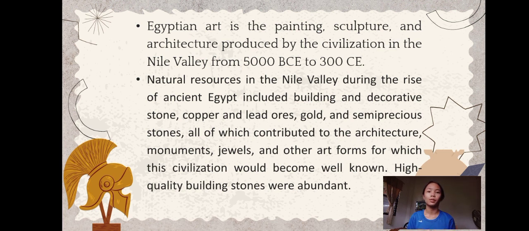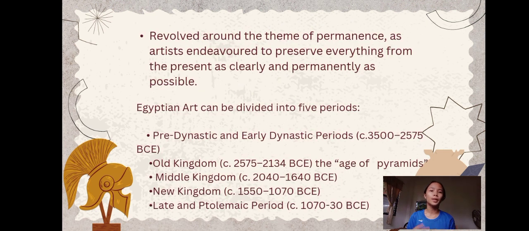High-quality building stones were also abundant. The Nile River, with its predictable flooding and abundant natural resources, allowed the ancient Egyptian civilization and culture to thrive sustainably. Egyptian art revolves around the theme of permanence, as artists endeavored to preserve everything from the present as clearly and permanently as possible. In fact, much of the surviving art comes from tombs and monuments, hence the emphasis on life after death and the preservation of knowledge of the past.